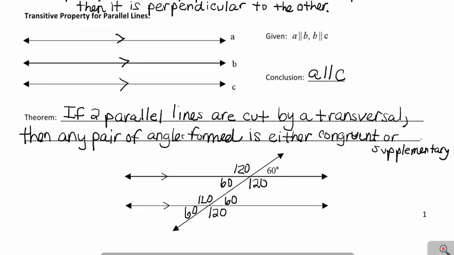Okay, so check your answers. Notice that any pair of angles in this diagram is either congruent or supplementary. So that's kind of where that theorem comes from. So I know there were a lot of theorems in this section, so we're going to practice using these over and over. Move on to the next video to try some examples.